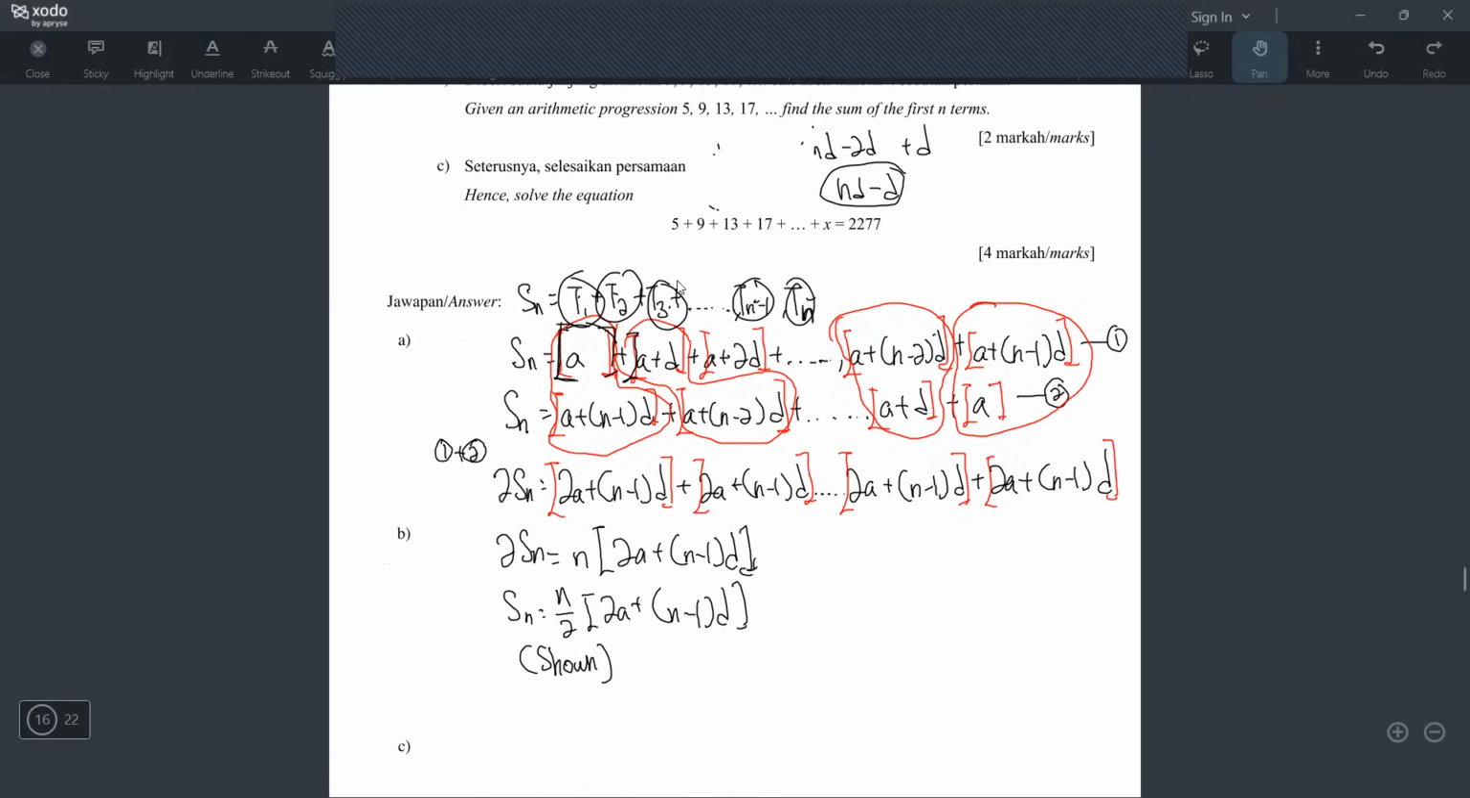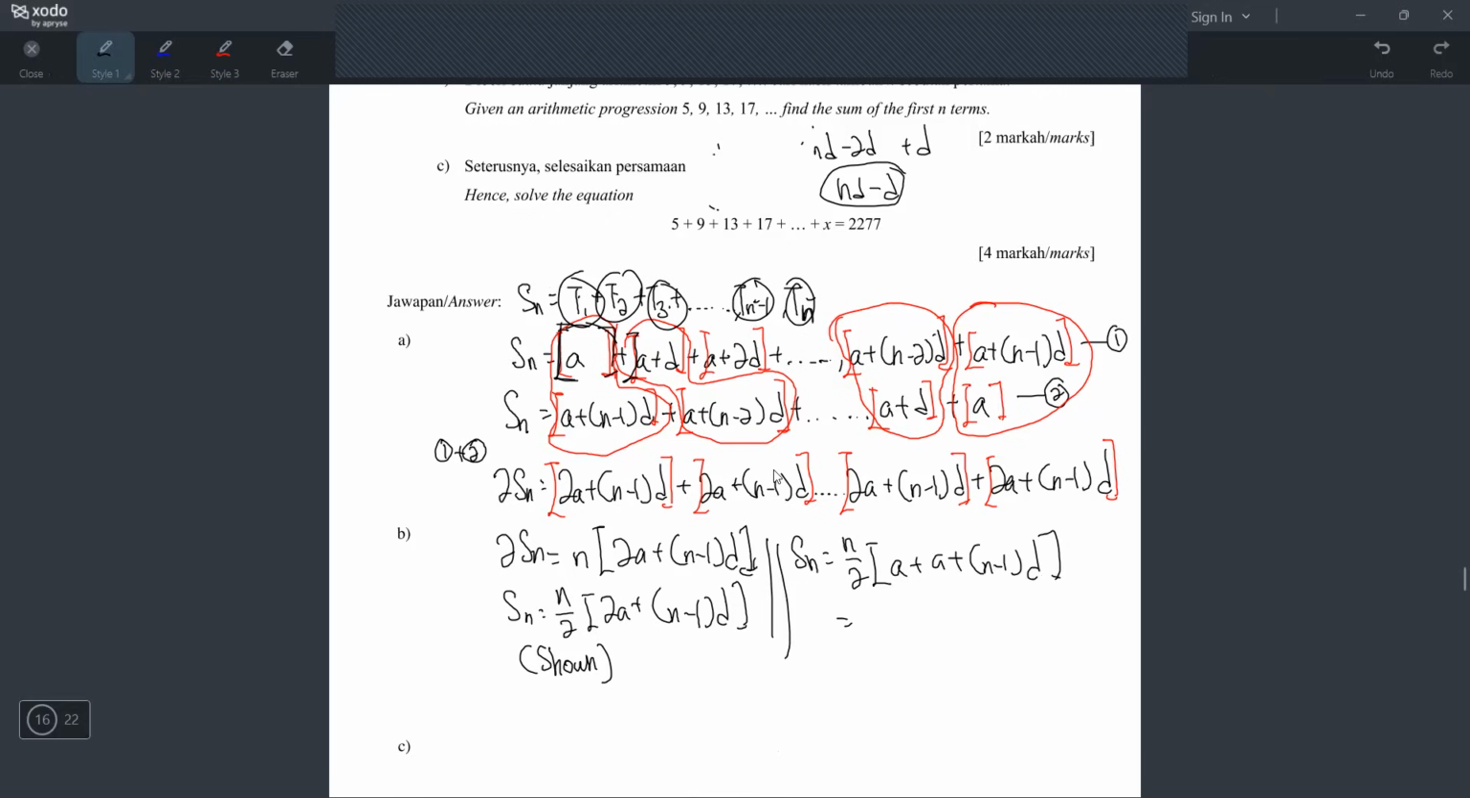It's very simple. You will do exactly the same as this, but after you reach here, you will write n over 2. The 2a, you will not write 2a. You will write a plus a, like this, then n minus 1 d. Did you notice your 2a is actually the same as a plus a? So it's the same thing, I just write it differently.